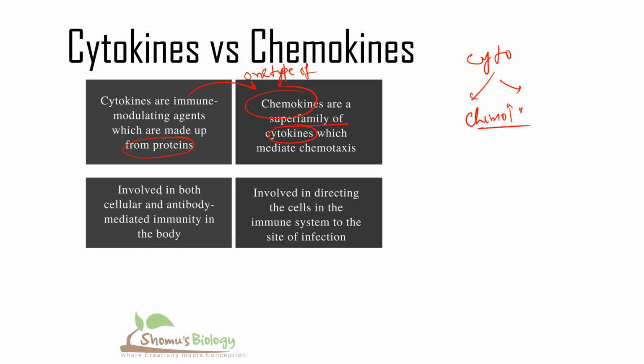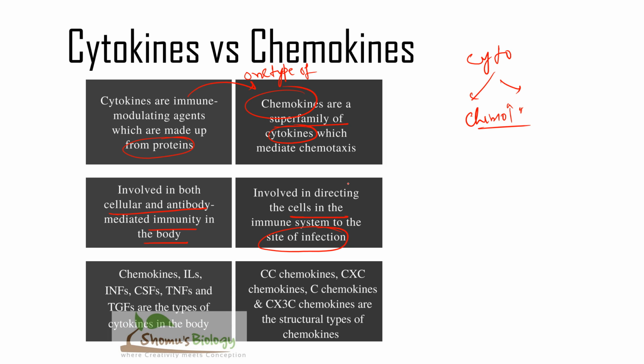Now, the cytokines are involved in both cellular and antibody mediated immunity in the body, while chemokines are involved in directing a cell in the immune system to its site of infection. So mostly related to the cell mediated immunity. And last thing, the examples. All the chemokines are examples of cytokines, like other examples, interleukins, interferons, CSFs, TNFs, tumor necrosis factor, TGF, transforming growth factors, all examples of cytokines.